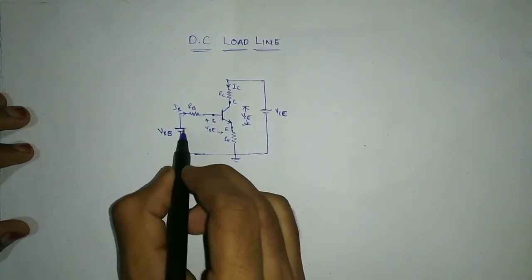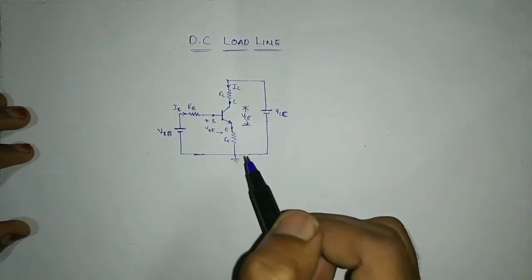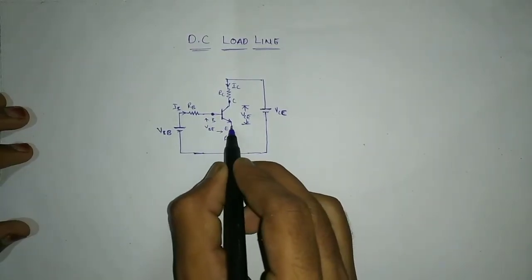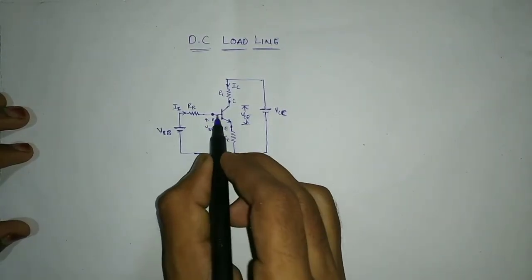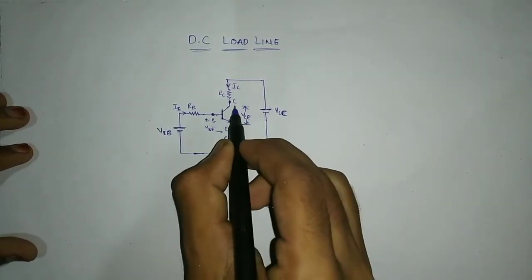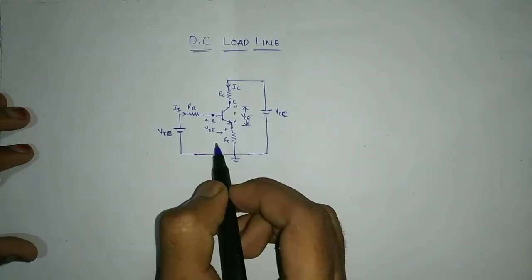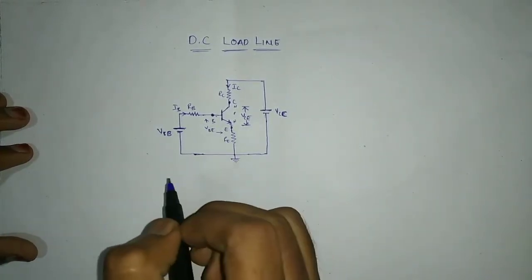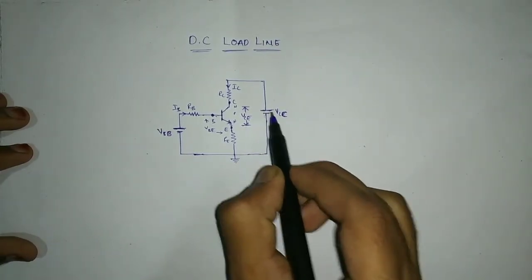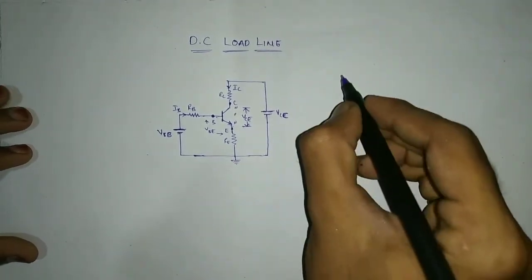We know that we have applied DC at the input side and also at the output side. To make the transistor work as an amplifier, we have to forward bias the base emitter junction. So let us assume this is an NPN transistor. This is the emitter. We have given the voltage in a form to forward bias the base emitter junction and reverse bias the base collector junction.